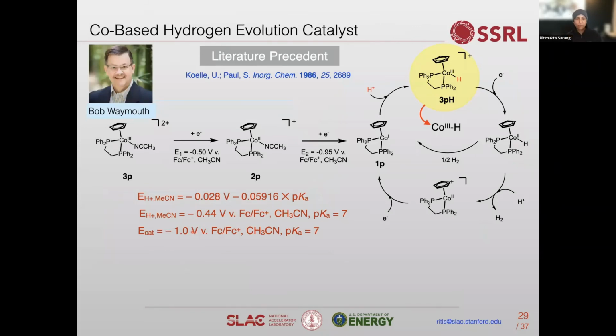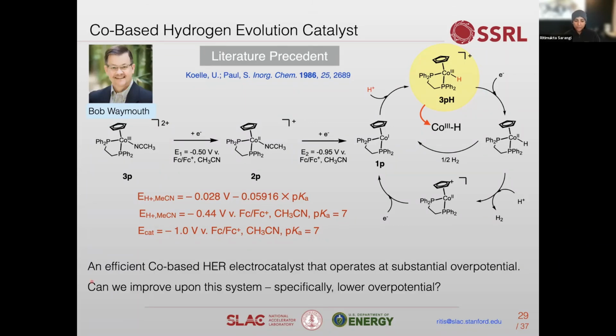So I collaborated with Bob Weymouth at Stanford. They were looking at this cobalt-based hydrogen evolution catalyst. There was a literature precedent where they started with a cobalt-3 compound, which is bound to a cyclopentadienyl ligand. They do a 2-electron reduction of this, you form a cobalt-1 species, which then binds a proton, forms a cobalt-3 hydride, and eventually does hydrogen evolution, right? So this is a very efficient HER electrocatalyst, but it operates at substantial overpotential. As you can see, you have E1 and E2, they're pretty high.